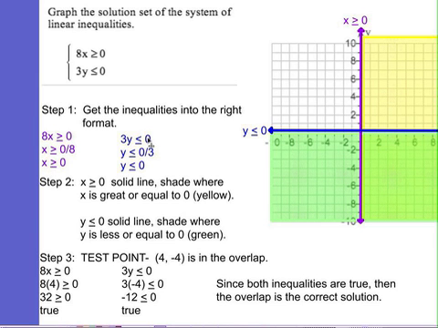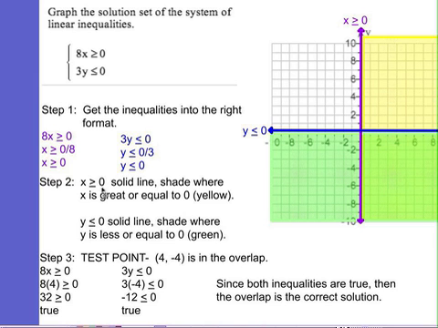3y is less than or equal to 0. Again, we had to get y by itself. So we divide. 0 divided by 3 is 0. So y is less than or equal to 0. Since both equations have equal marks for both lines, we're going to use solid lines.